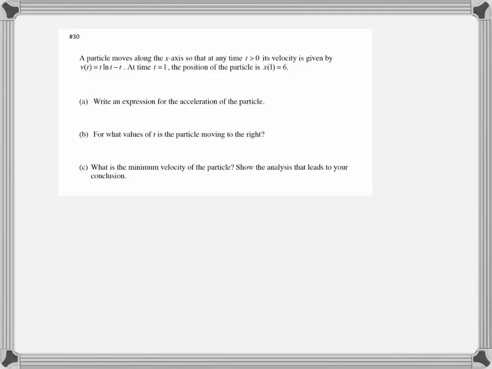Okay, number 30. A particle moves along the x-axis so that at any time t greater than 0, its velocity is given by v of t. They give you a condition at t equals 1, the particle position is 6. Write an expression for the acceleration.